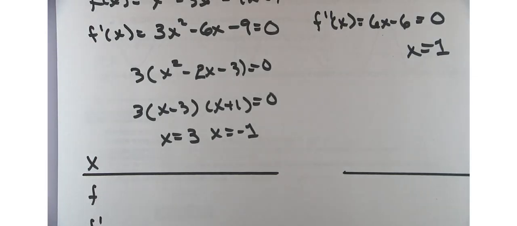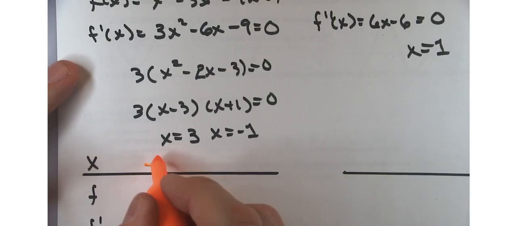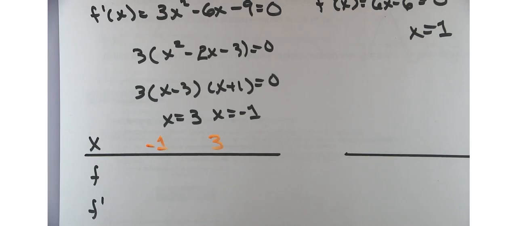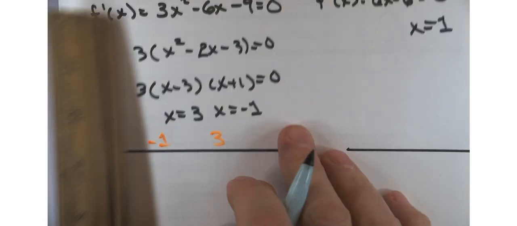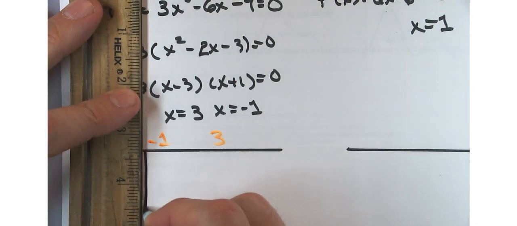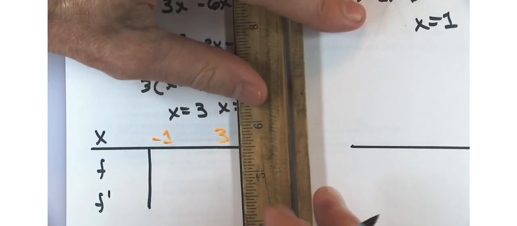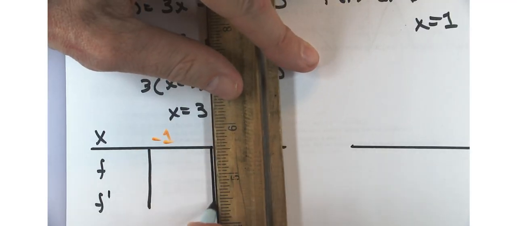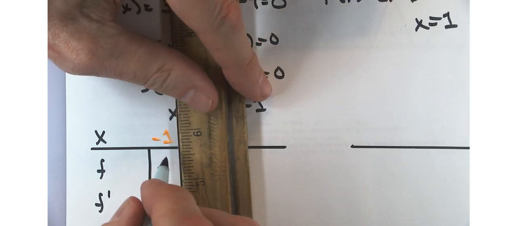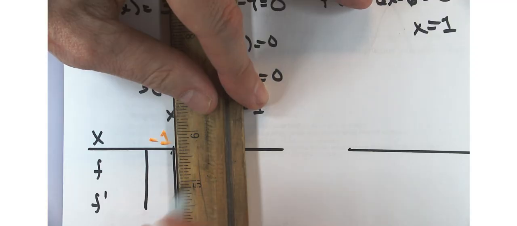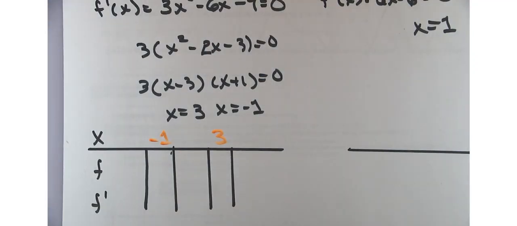Now my function was equal to 0 at a couple points, at negative 1 and 3. So we can do something like this. Here, here, and here. I want to know not what's happening at those points, or not only what's happening at those points. I want to know what's happening at other places.